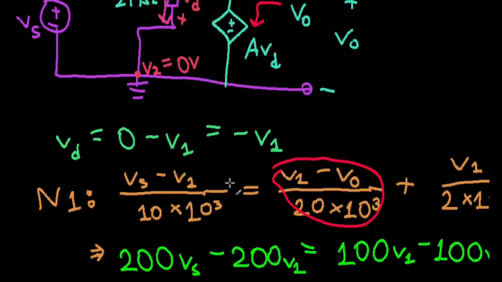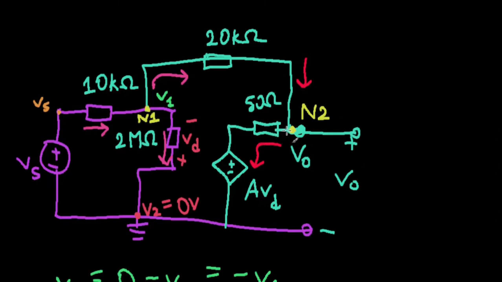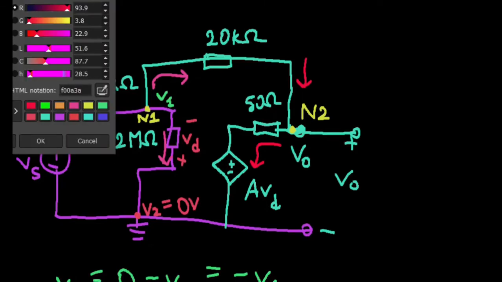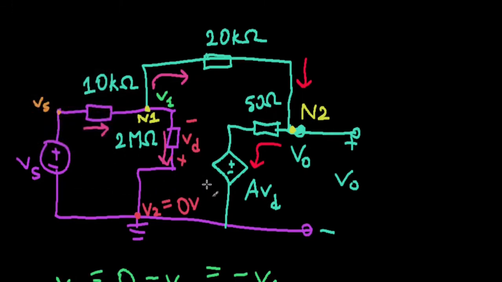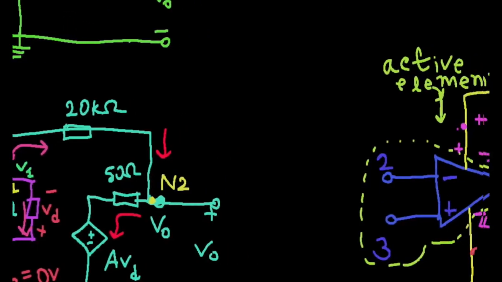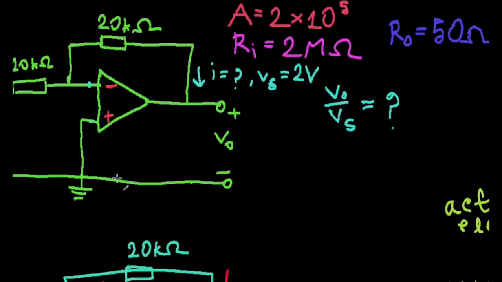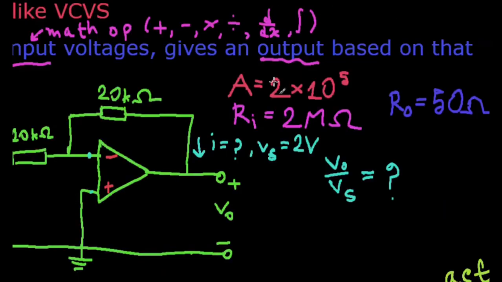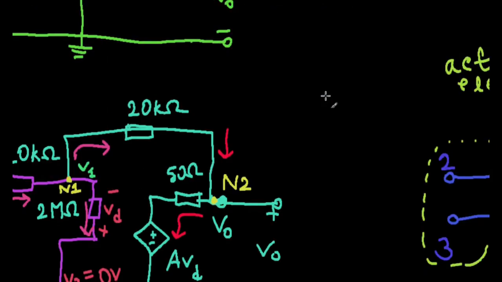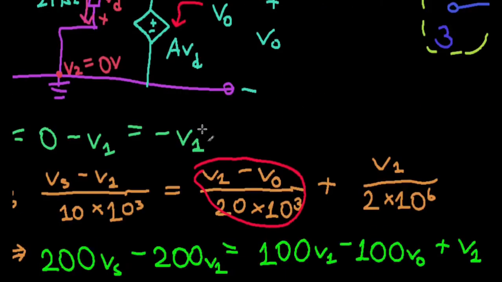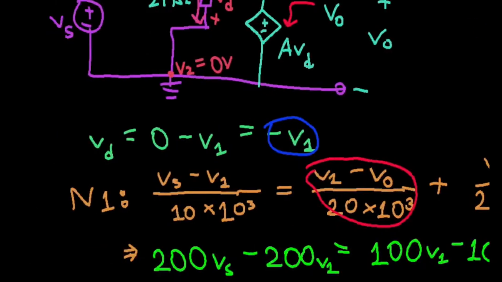Okay, so that's the current entering, and the current exiting is, let's see, V0 minus A times VD, V sub D, divided by 50. But before writing that, I'd actually like to do a simplification here. Well, first thing is, we know A is just a number, right? A is just your open loop voltage gain, which we know is 2 times 10 to the 5. That's not an issue. We can just substitute that. And we also know what V sub D is. That's just equal to minus V sub 1.